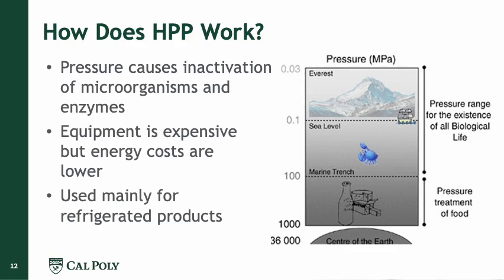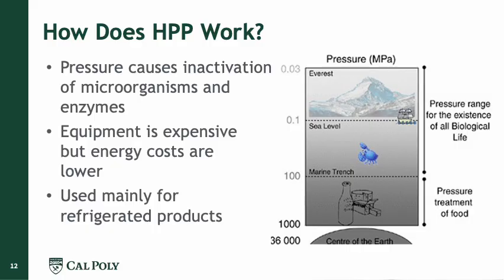So how does HPP work? The pressure causes inactivation of microorganisms and enzymes. As I mentioned before, the enzyme responsible for browning is called polyphenol oxidase. The equipment is expensive, but energy costs are lower. And normally, as I mentioned before, we can produce refrigerated products.